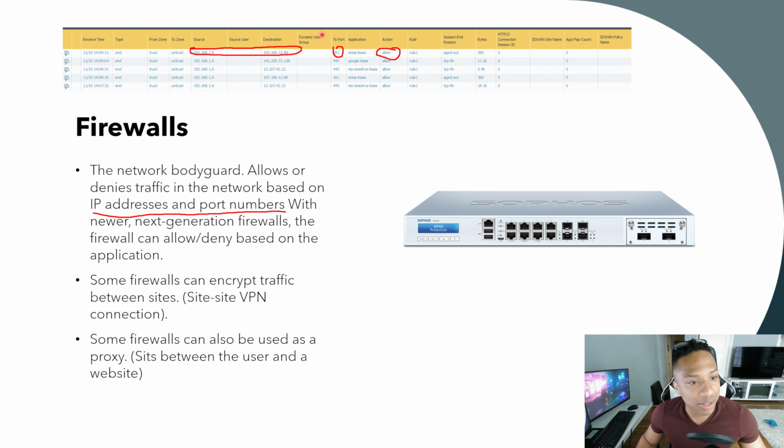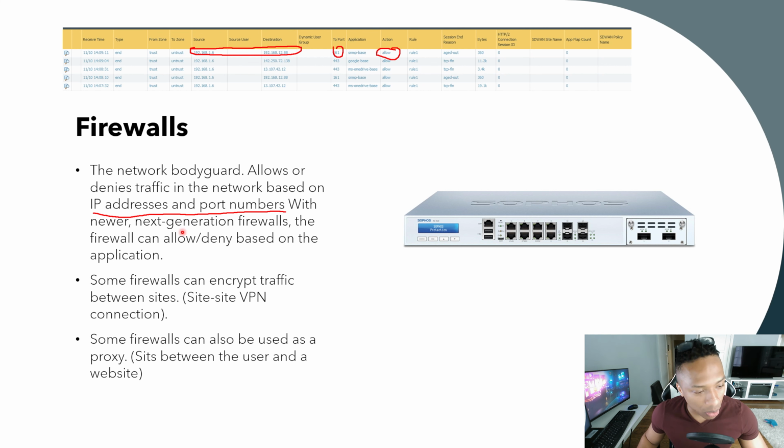We can do that. We could even block out the port. We can say from this to this, only block out port number 161. Then this will be denied. So older firewalls usually just block based on IP addresses and port numbers. You can have fun with that.